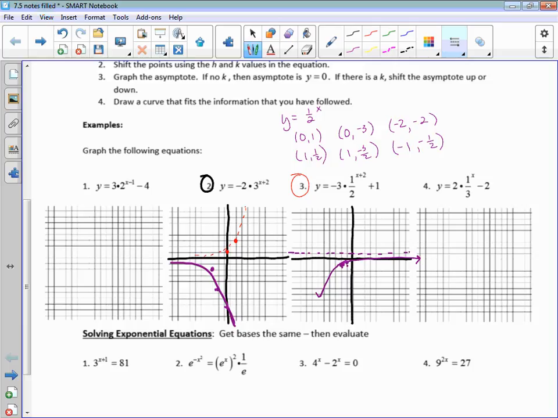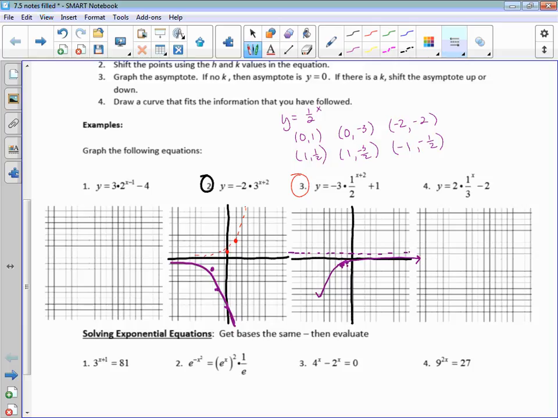This also means that your horizontal asymptote is no longer at 0. It was shifted up to 1. This is what your graph is. Okay, how many got there? Yes, okay. Alright, so we're doing okay with that?